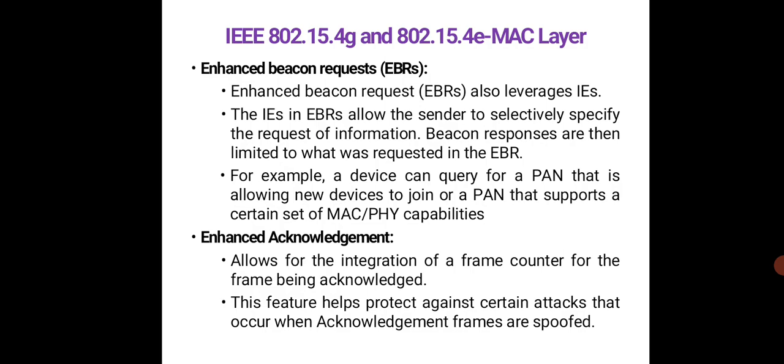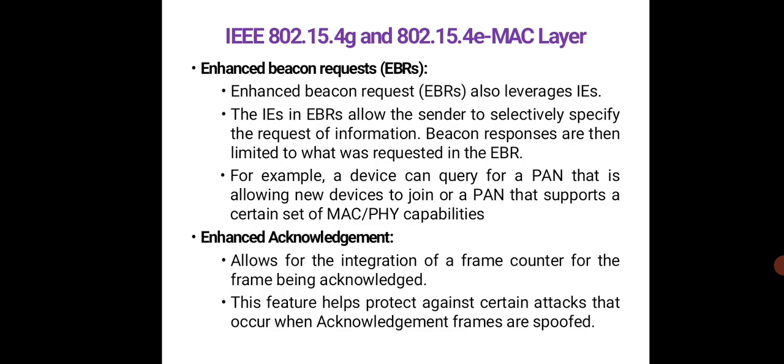And the next one is enhanced beacon request, shortly called EBRs. Here the IEs in EBRs allow the sender to selectively specify the request of information. So the responses are then limited to what was requested in the EBR. For example, a device can query for a PAN that is allowing new devices to join, or a PAN that supports a certain set of MAC or physical capabilities.